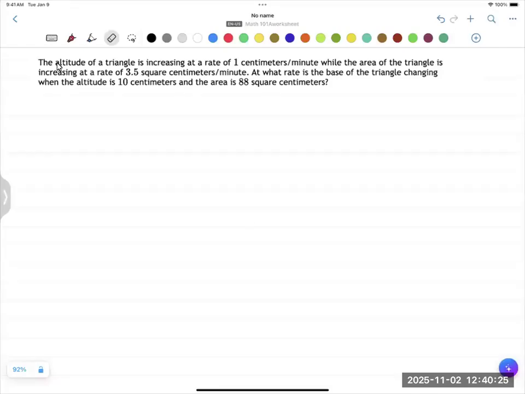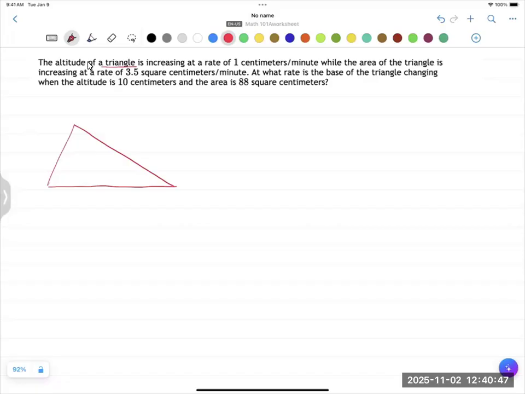All right, so let's take a look at this problem. The altitude of the triangle is increasing at a rate of 1 centimeter per minute. So this is about a triangle. I'm going to draw a triangle. I don't know what shape it is, but it's just any triangle.